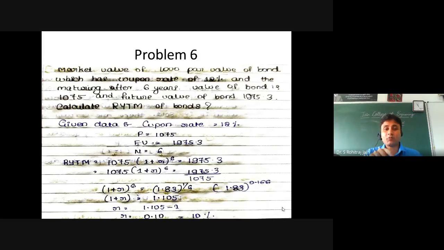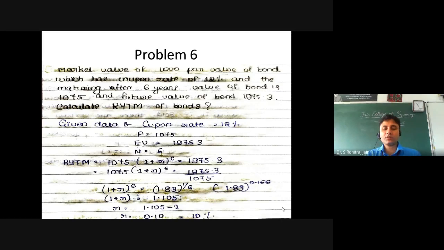Please understand, students, 1.83. Now what happens? 1 plus r to the power of 6. I need to take the exponent 6, which is on the left hand side, to the right hand side. So 1.83 to the power of 1 by 6, I get the value as 1.105. That is 1 plus r is equal to 1.105.